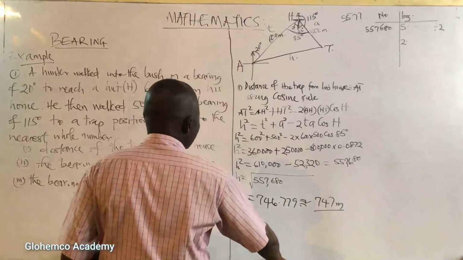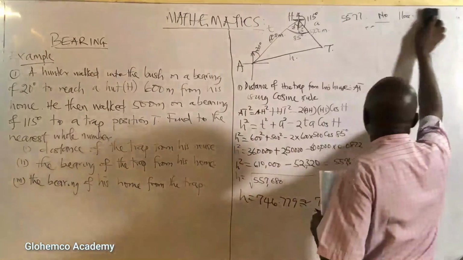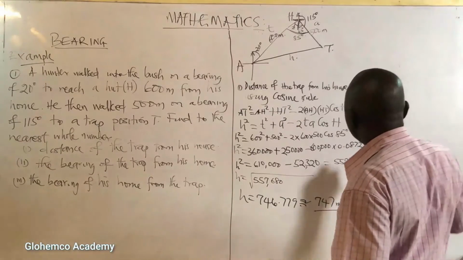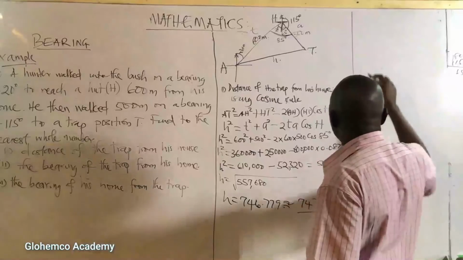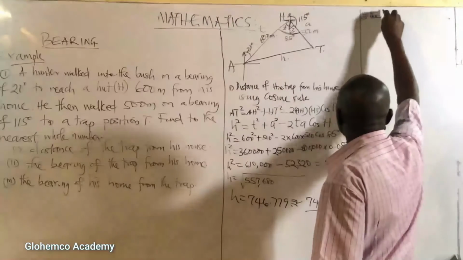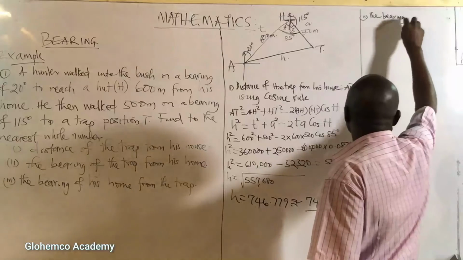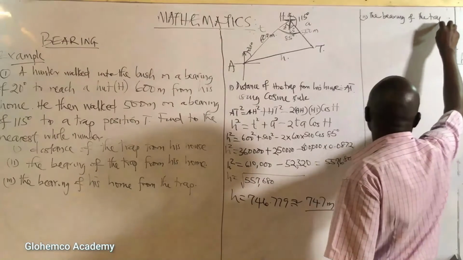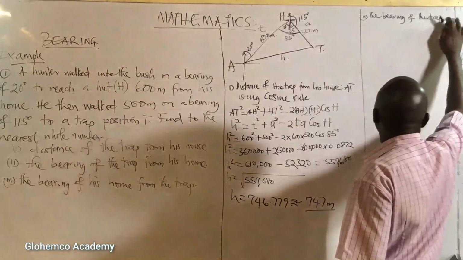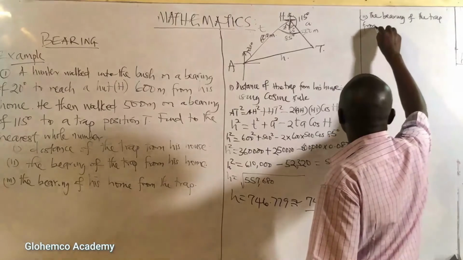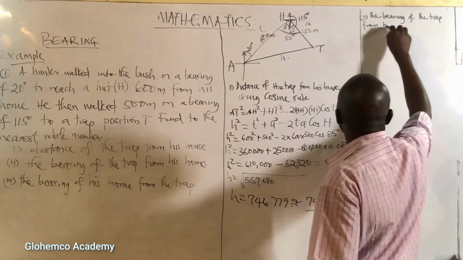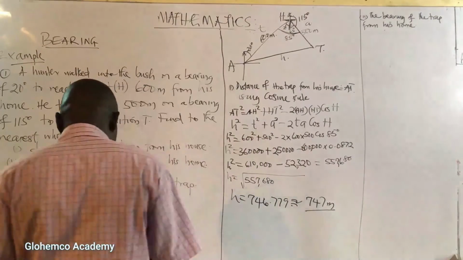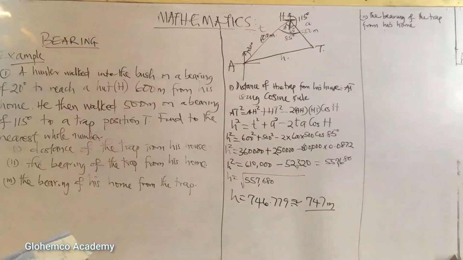Apart from that, we are to find the other part, which says the bearing of the trap from his house. The bearing. We are looking for the bearing now. Question 2: the bearing of the trap from his home. The bearing of the trap from his home.